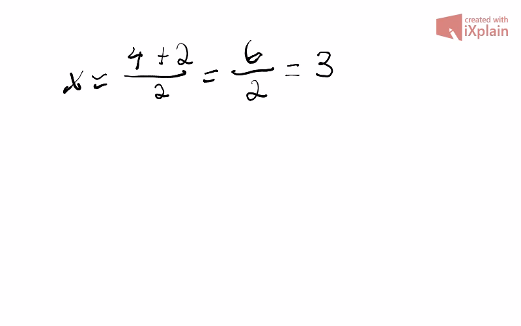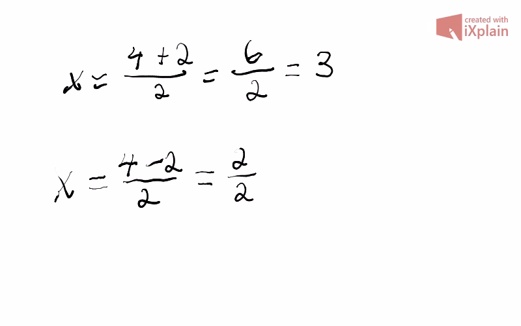So the first is going to be on the top, 4 plus 2, all divided by 2, which is going to give us 6 on top, 2 on bottom, and 6 divided by 2 gives us our first answer of positive 3. Second one is 4 minus 2 on top, and then divided by 2. So 4 minus 2 divided by 2, on top we get a 2, on bottom we still have a 2, so 2 divided by 2 gives us our second answer of 1.